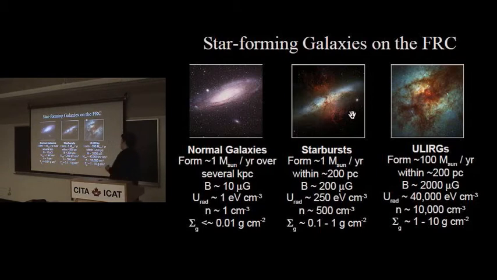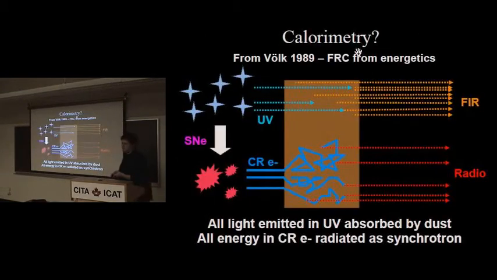So this sheer range of physical conditions begs for a simple explanation of the correlation. And that explanation was proposed about 20 years ago. It's called calorimetry. It's basically the simplest explanation for the far-infrared radio correlation. The idea is that young massive stars are the sources of both the infrared radiation and the cosmic rays. We assume that these young massive stars are producing UV light, and all of that UV light gets absorbed by dust, and then all of that radiation gets re-emitted in the far infrared.